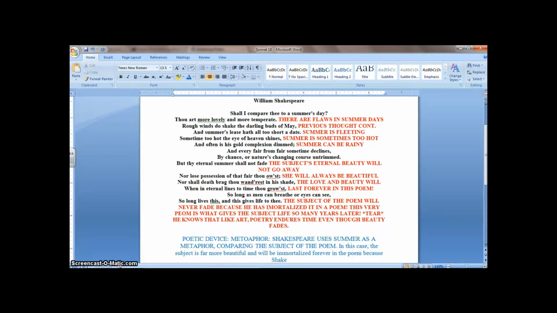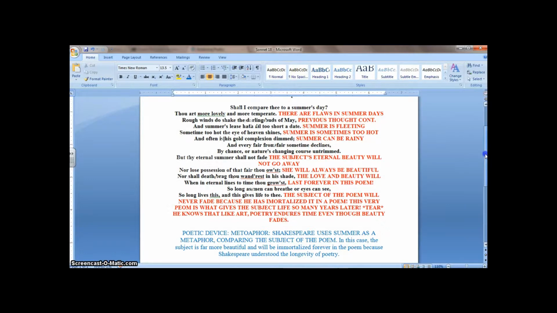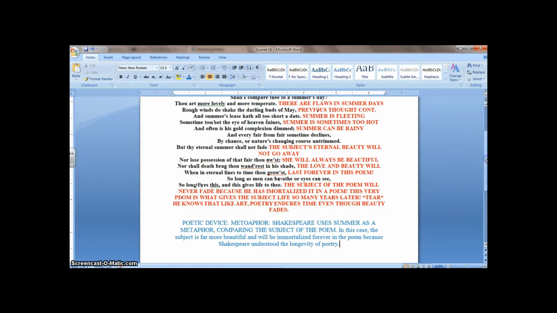Because Shakespeare understood the longevity of, we'll just say, of poetry. Isn't that phenomenal? So now here I have, and of course I'm going to do a Control S to save my lovely text marking here. So now I have all the information that I need to actually write up my summary for my homework.